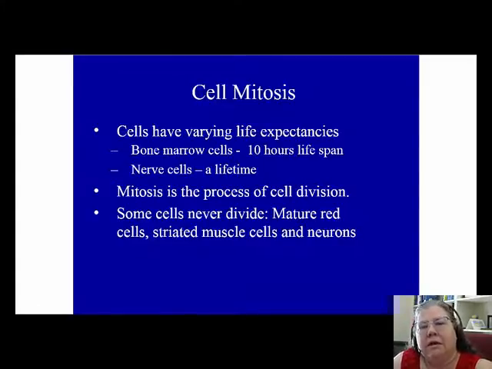On the other hand, cells within the nervous system, particularly the central nervous system, are formed in fetal life, infancy and childhood, and last a lifetime. So some cells never divide. Neurons never divide, muscle cells never divide, mature red cells never divide.